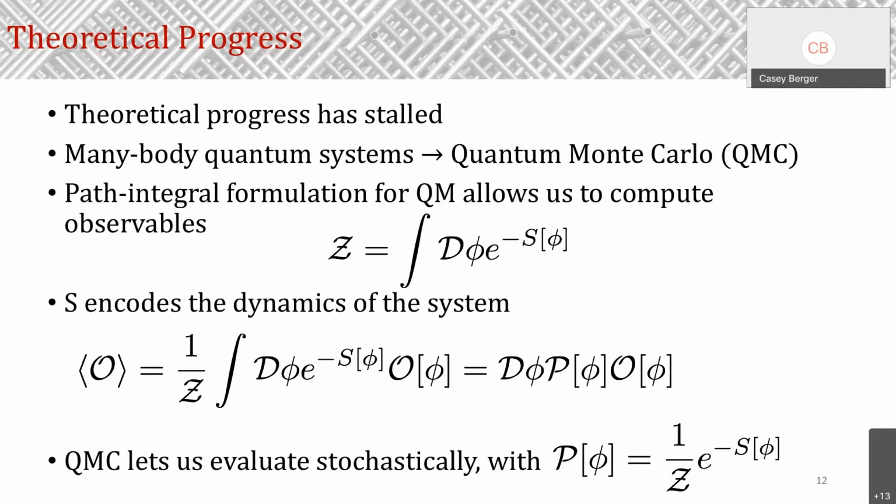But quantum Monte Carlo has a great trick. It allows us to evaluate this system stochastically, and it basically allows us to treat this exponentiated action like a probability distribution and take samples from it. So we can calculate observables up to some statistical uncertainty, and that uncertainty will depend on the number of Monte Carlo samples that we actually take.